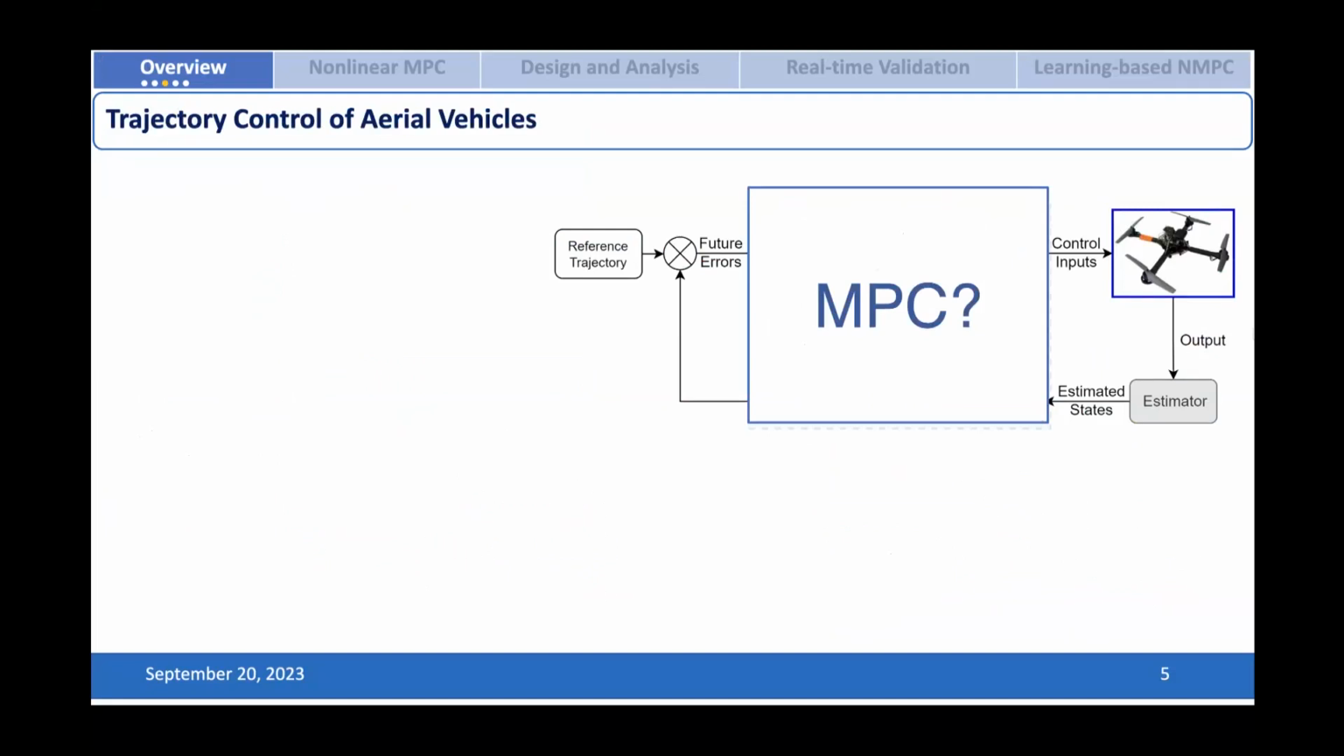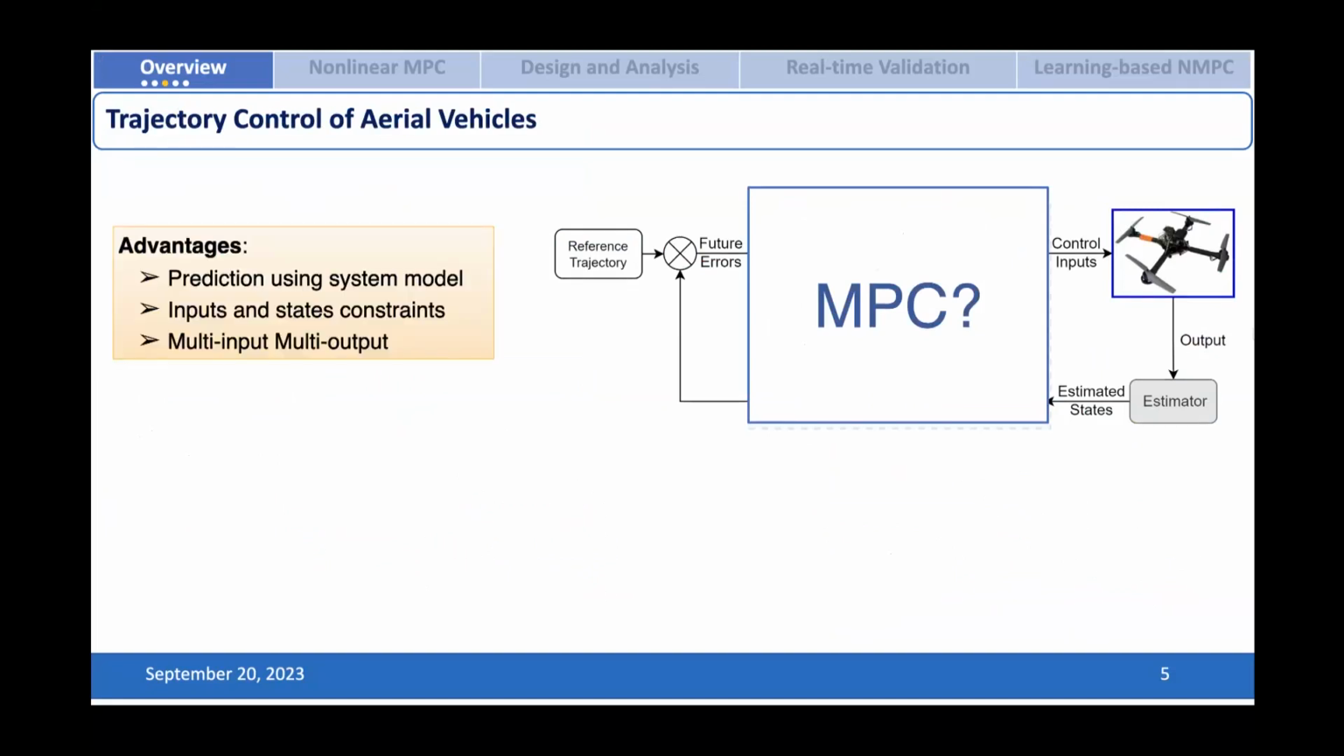So for model predictive controllers, we have the model, we have the controller, we take the error from the reference and the feedback, and then we apply the generated control input to the system. The advantage of model predictive control is that it can predict the future state using the system model. Also, it can tackle the input and the state constraints. Other traditional controllers, other than optimal control, can't implement the input and the state constraints in the system.